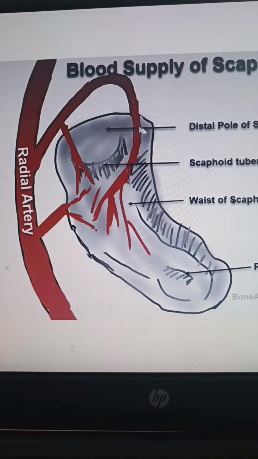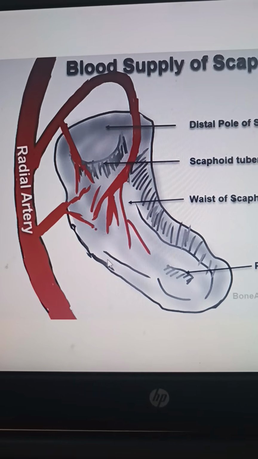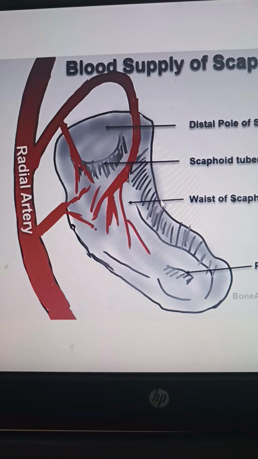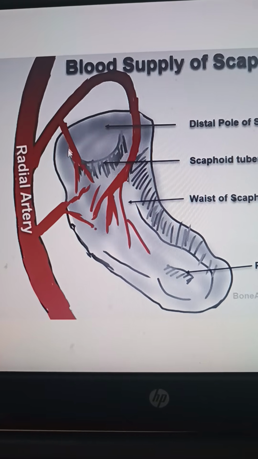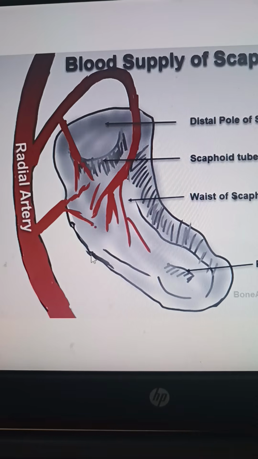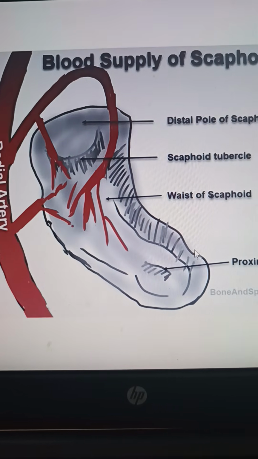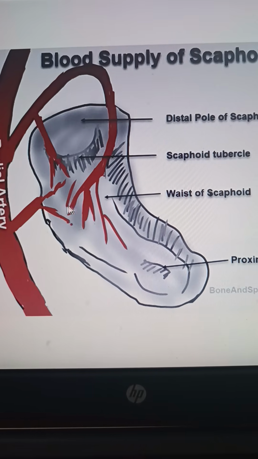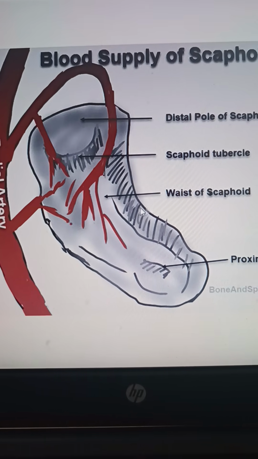What you see here is a scaphoid bone. It is a boat-shaped bone, one of the carpal bones. You can make out the shape of the boat here with a proximal part and a distal part, separated by what we call the waist of the scaphoid.